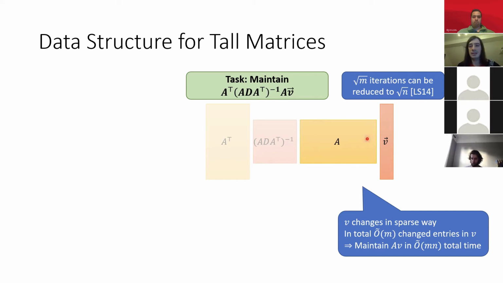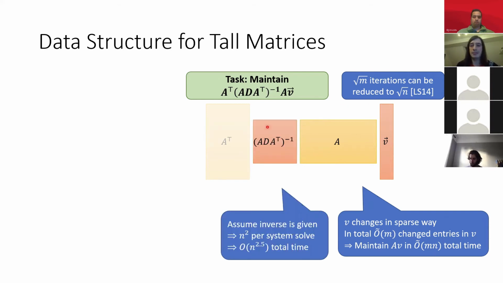Next, we have to multiply this result with this inverse. Let's assume for simplicity that the inverse is given to us, so we don't have to compute this. Then we have to multiply a vector with an n by n matrix. And well, if we have root n many iterations, that means the total time is going to be n to the 2.5 for this part, because every matrix vector product needs n squared time.